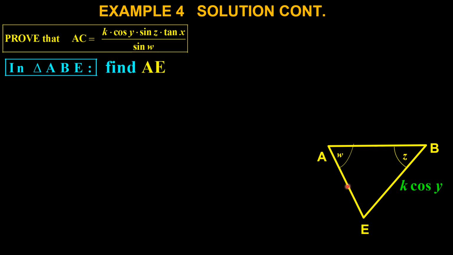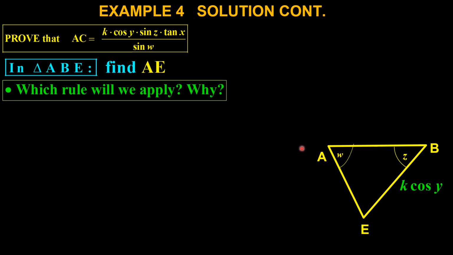Now we want AE. Now which rule can we apply? That's correct. We can apply the sine rule, because we've got a side and an angle and an angle. Now let's give you some time to try this on your own. 3 minutes. Apply the sine rule to work out AE. Okay, let's resume. So pause and try, and then you start again.